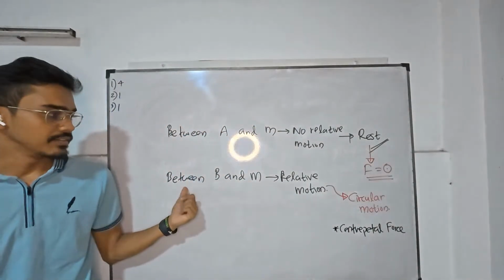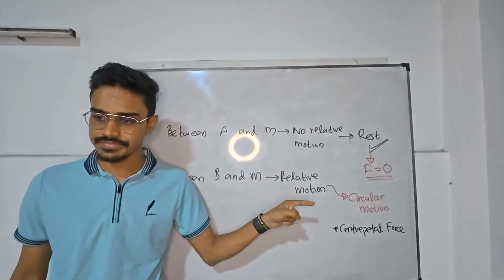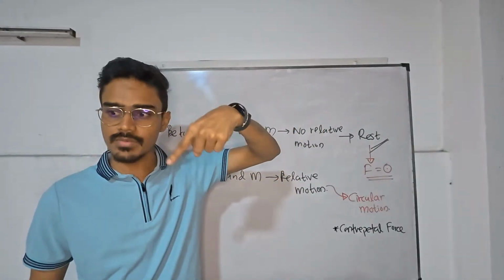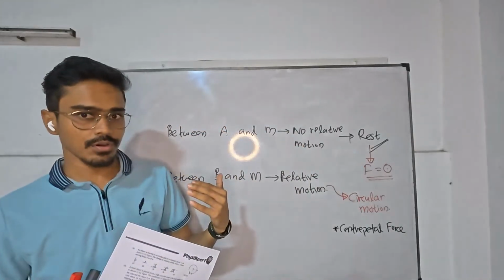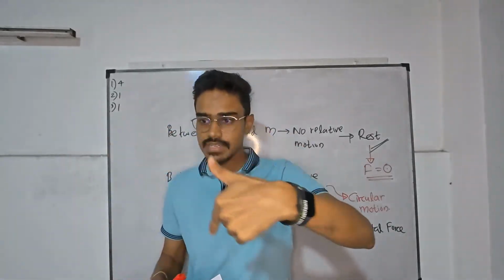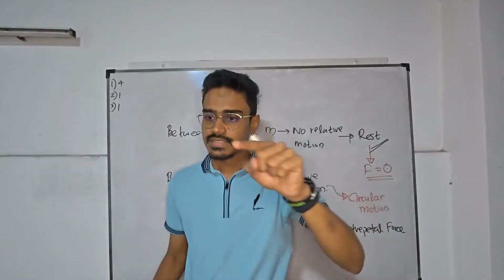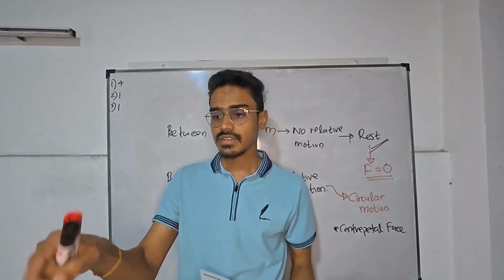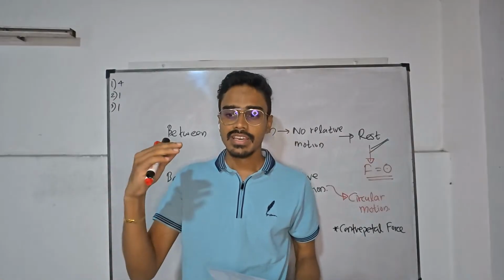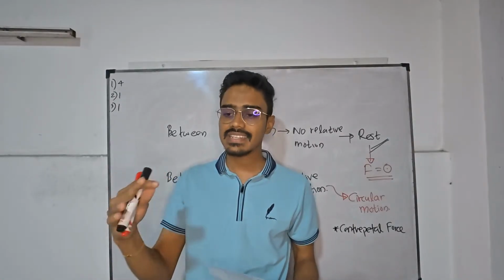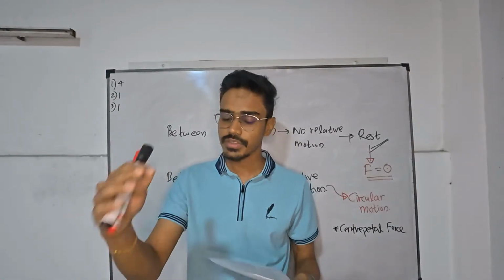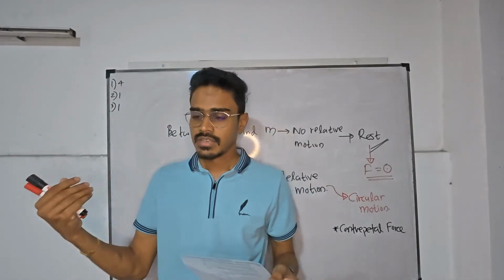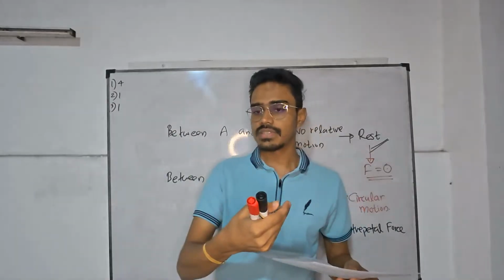Again, between B and M there's a relative motion, in the sense that B sees M undergoing circular motion, because B is at the floor. Since there is a circular motion, there should be a centripetal force for that circular motion. So we can see that there's a centripetal force on the object. Centripetal force always acts towards the center.